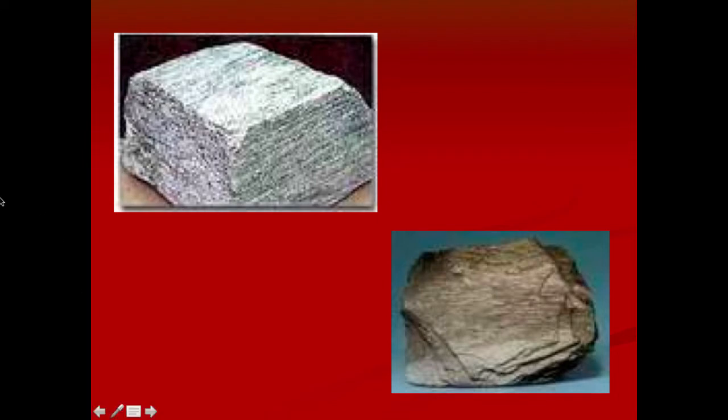So here's a picture, and I know they're very grainy, but notice how you can see the bands. This is an example of a foliated metamorphic rock. And this is what we call gneiss. It actually has a silent G in the front.